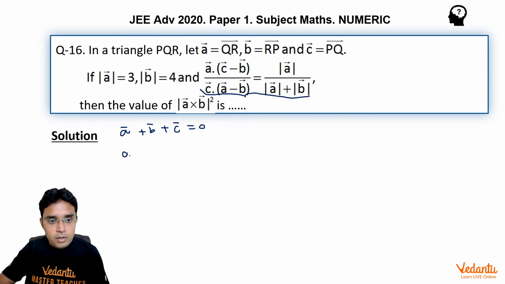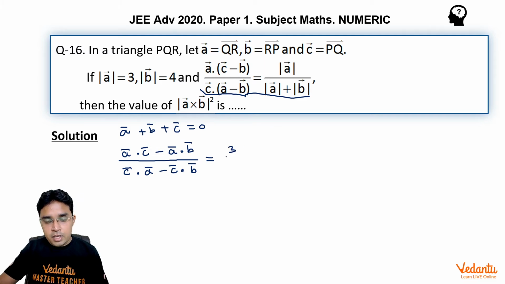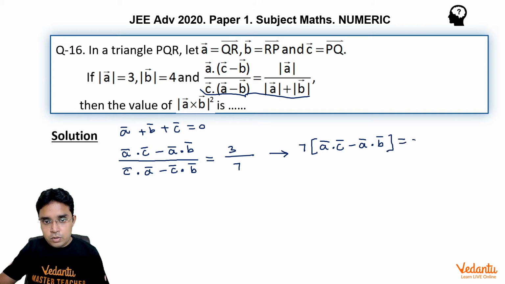So we get (A dot C minus A dot B) divided by (C dot A minus C dot B) equal to mod A upon mod A plus mod B. Mod A is given 3, mod B is given 4, so mod A plus mod B will be 7. Now if we do the cross multiplication, we get 7 into (A dot C minus A dot B) is equal to 3 times (C dot A minus C dot B).